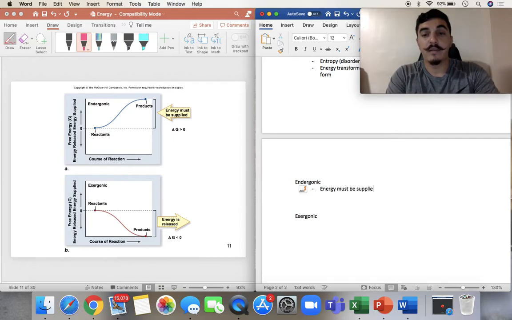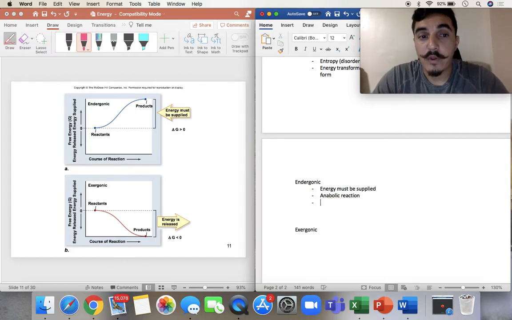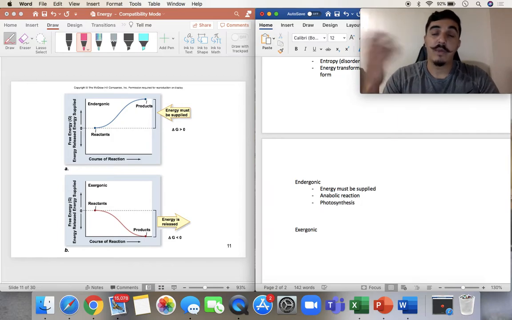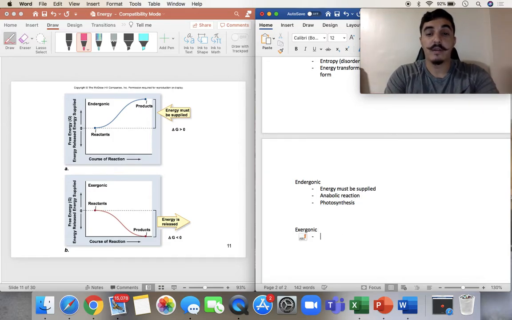So for example, anabolic reaction, cellular respiration and photosynthesis. Which one breaks down to create energy and which one uses energy to create products? So remember, in an endergonic reaction, energy must be supplied to create something. So remember, during photosynthesis, energy is being supplied to create these molecules, okay? On the other hand, in exergonic, energy is released.